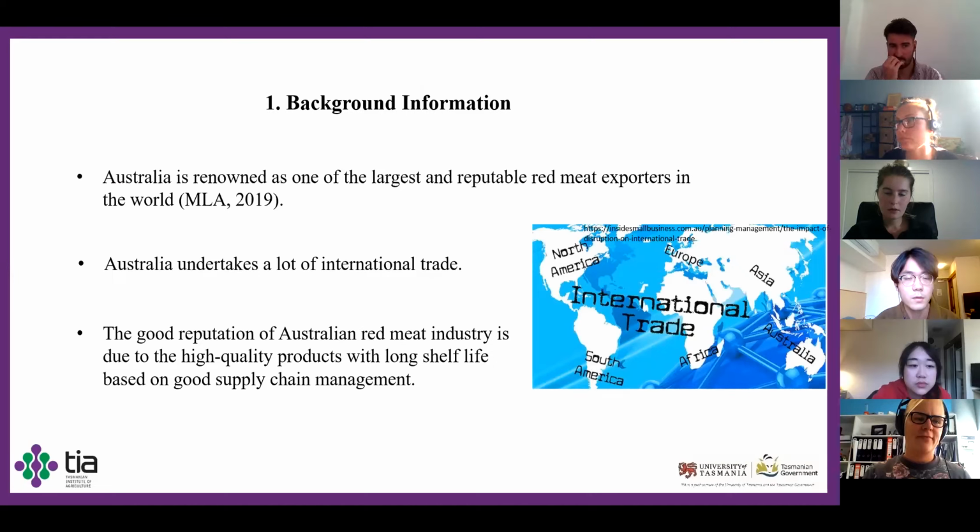First, you may all know Australia is one of the world's largest red meat exporters. It undertakes a lot of international trade, and nearly 70% of it is with distant countries, including the Middle East, China, Korea, and so on. It gained a good reputation by producing high quality meat with long shelf life, which relies on good supply chain management.